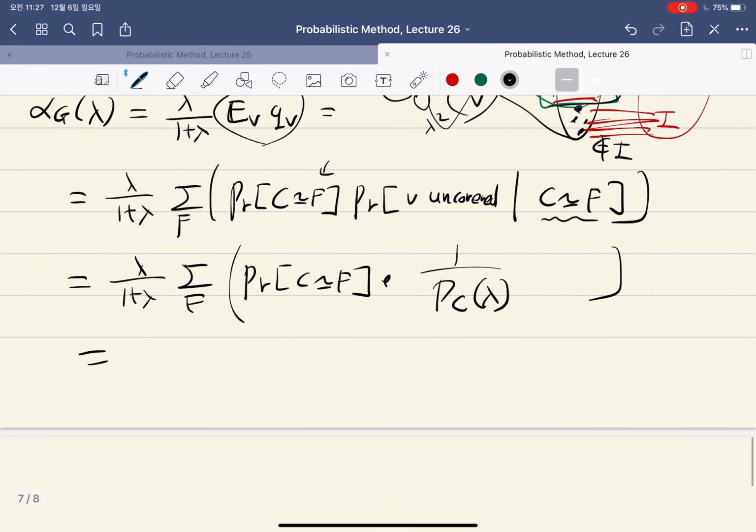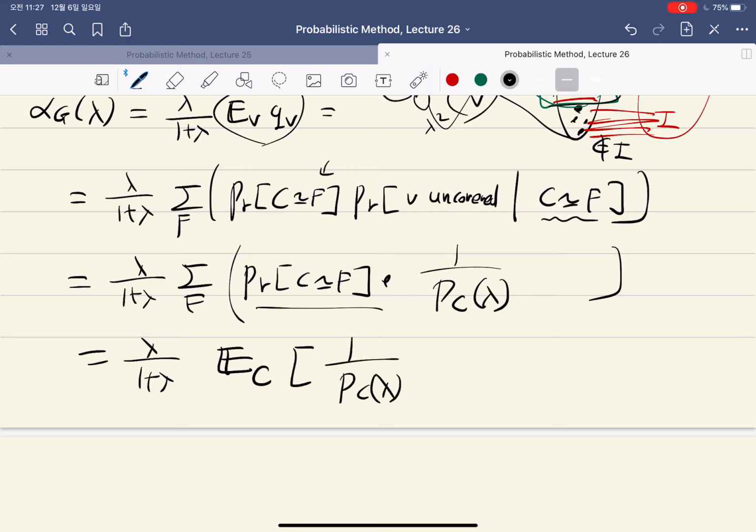Then what's this? Let me see. You can write it as an expectation over C. So C is a random variable, and over C you take the expectation of 1 over P_C of lambda. So this is equal to that.